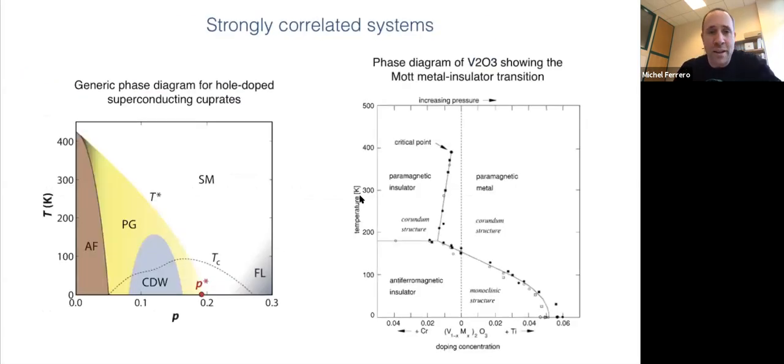So one example, here are just two. I could spend a lot of time showing all sorts of examples of sophisticated phase diagrams. I picked one that I sort of like, which has to do with materials that are called cuprate superconductors.